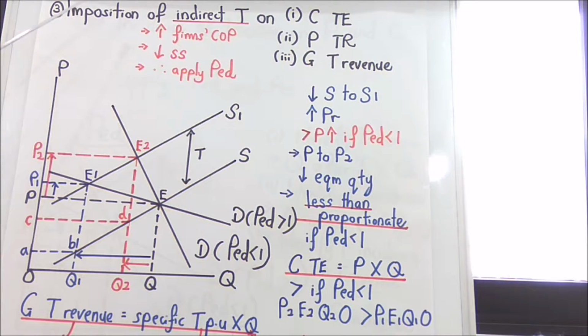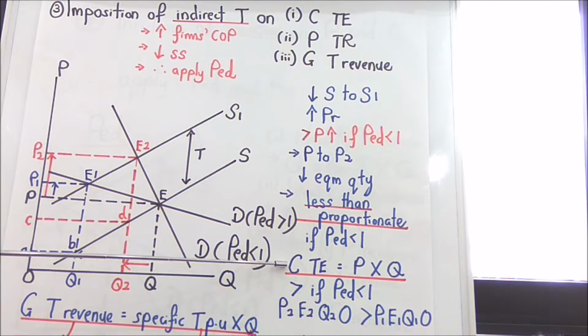Next, we shall talk about the imposition of government indirect tax on consumers' total expenditure, producers' total revenue, and on the extent of increase in government tax revenue. So, when an indirect tax is being imposed by the government, the firm's cost of production will increase, thereby decreasing supply. So, since there's a shift in the supply curve here, we apply PED.